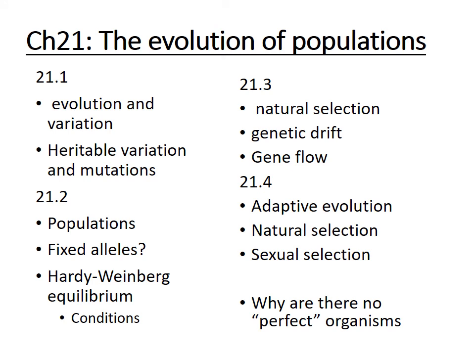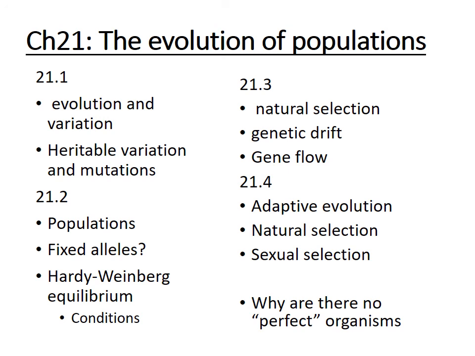So that was the end of chapter 21. We talked about evolution. Evolution is just the change in allele frequencies. In particular, this chapter we focused on evolution in populations. We talked about heritable variation and mutations. Mutations are just a change in the nucleotide sequence of a gene, and only heritable variation is going to be passed on. A population is just a group of organisms of the same species in a particular area. Some alleles can become fixed due to genetic drift.